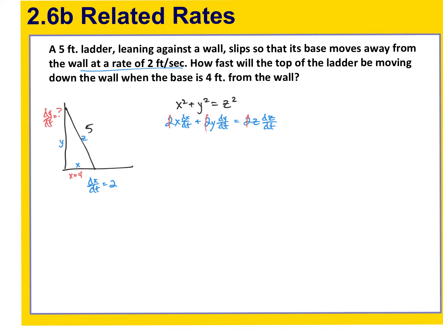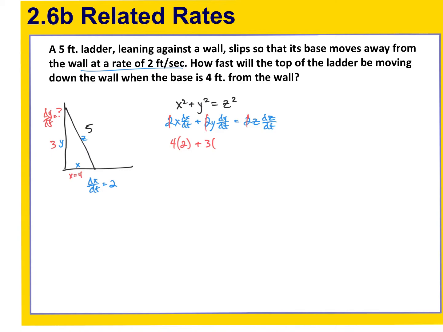All right. So now let's substitute in. Let's see how far we can go. What's my x? 4. What's my dx dt? 2. Plus, what's my y? My y is 3. How did we get it? It's a Pythag triple. All right. 4 squared plus what squared will give me 5 squared. All right. So we get 3 for my y.